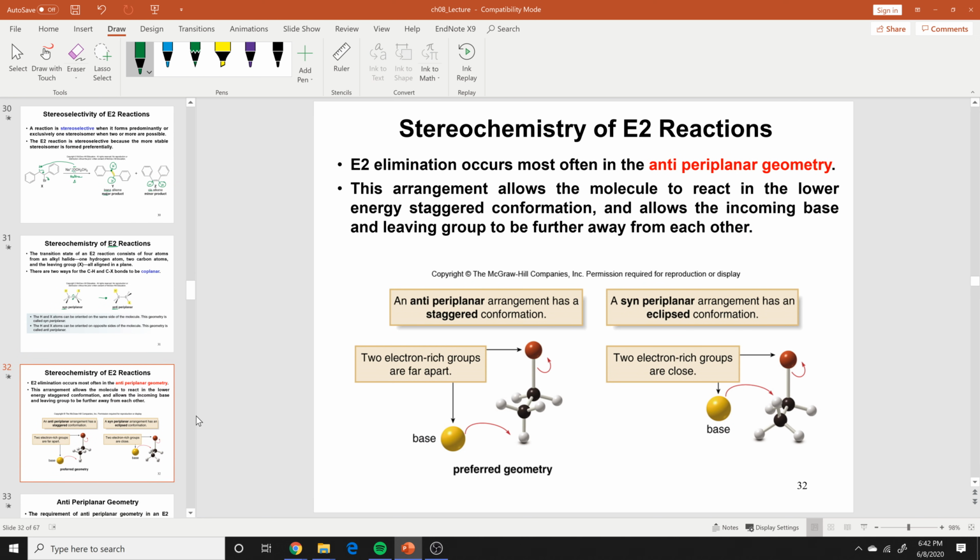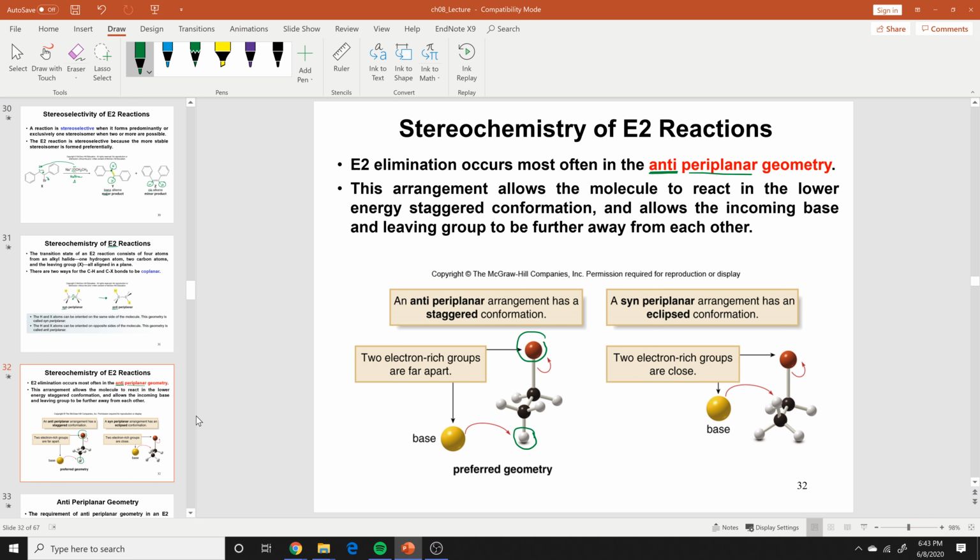So in order for the base to come and attack the beta hydrogen, there is a rule. The rule says that E2 elimination happens whenever the hydrogen and the leaving group are trans diaxial with respect to each other. In other words, they have to be in an anti-periplanar geometry. This means that they should be away from each other by 180 degrees. This is another name for trans diaxial.